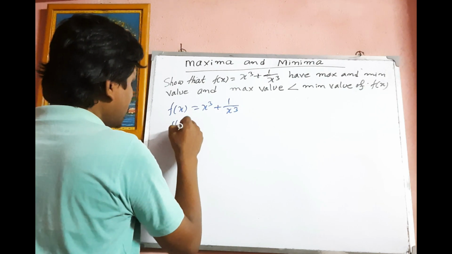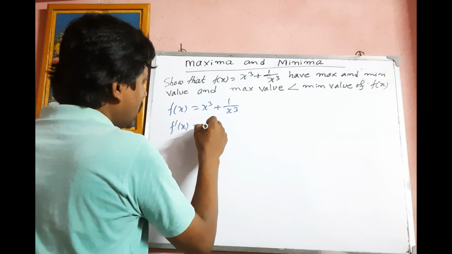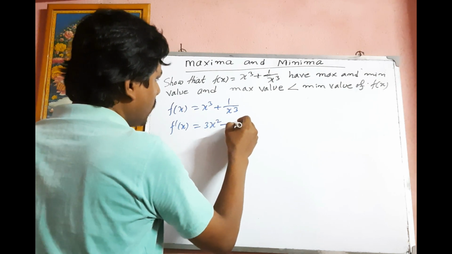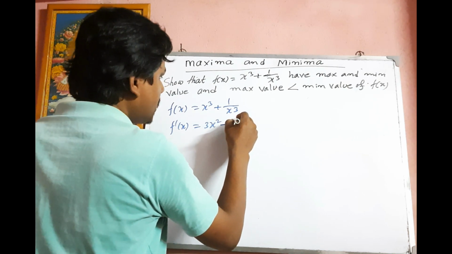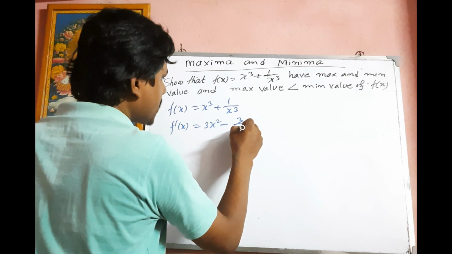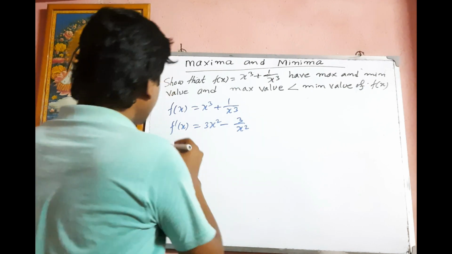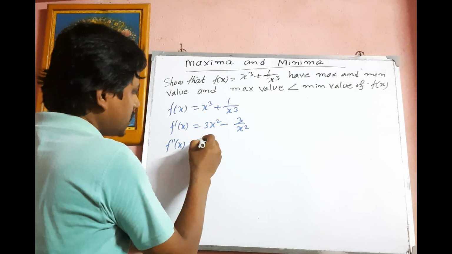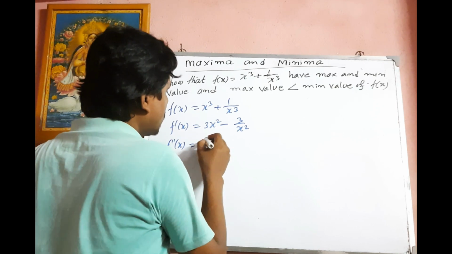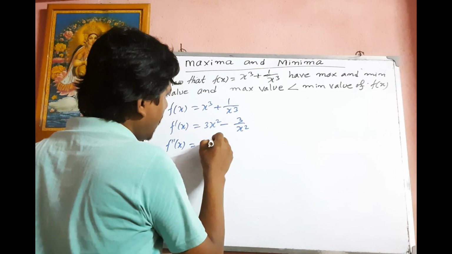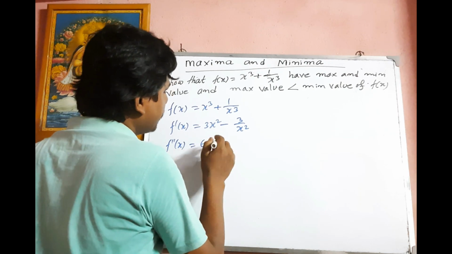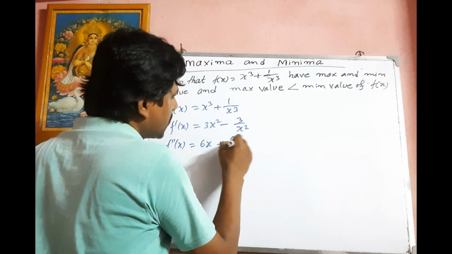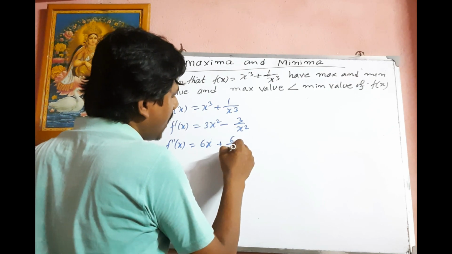Now f dash x is equal to 3x square minus 3 by x square, and the double derivative f double dash x is equal to 6x plus 6 by x.